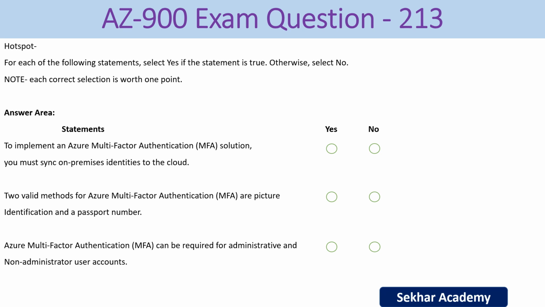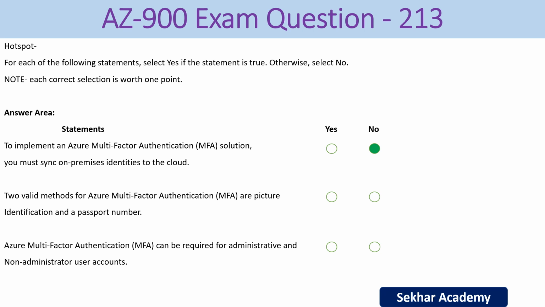AZ-900 exam question number 213. For each of the following statements, select yes if the statement is true, otherwise select no. Each correct selection is worth 1 point. We have 3 statements in the answer area. Let's go to statement 1. To implement an Azure multi-factor authentication solution, you must sync on-premises identities to the cloud. The right answer is no.